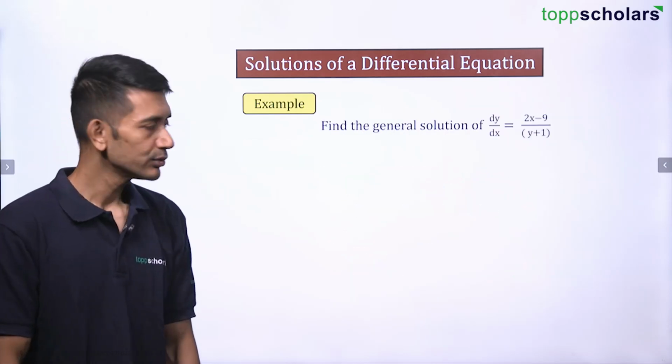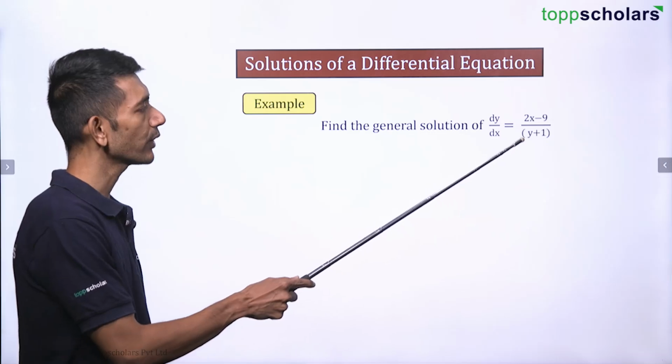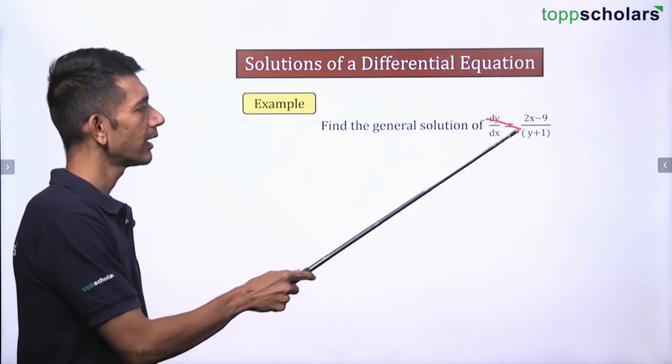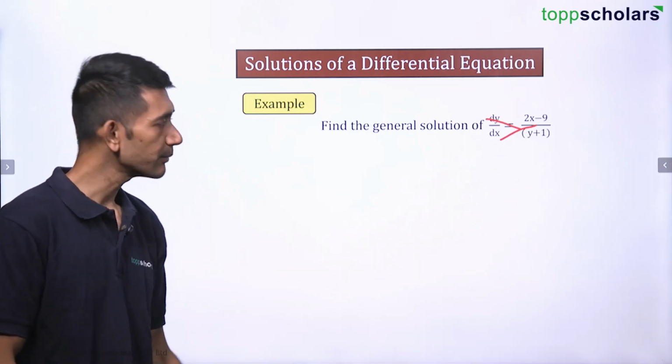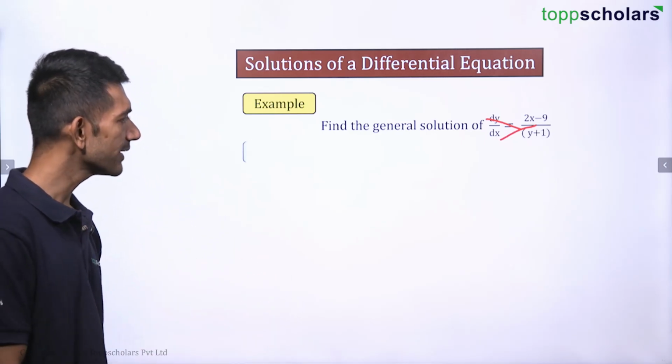Find the general solution. Dy by dx is equal to 2x minus 9 by y plus 1. Okay. So y plus 1 you will take here, and dx you will take on the other side, because we have to take the y terms together, x terms together, right, and then integrate.